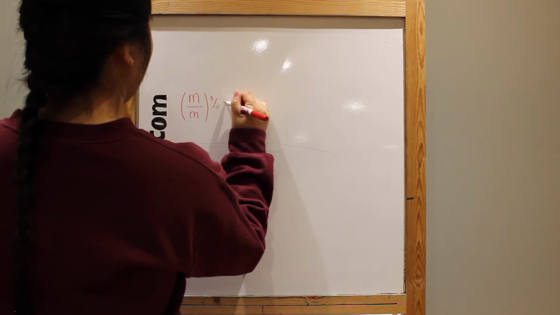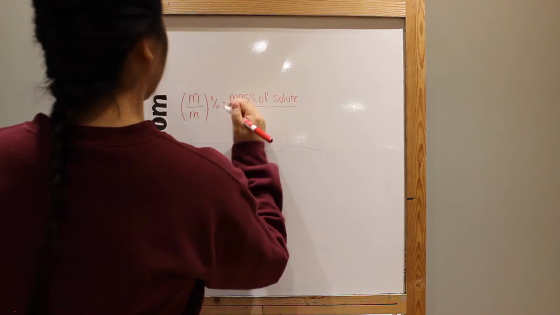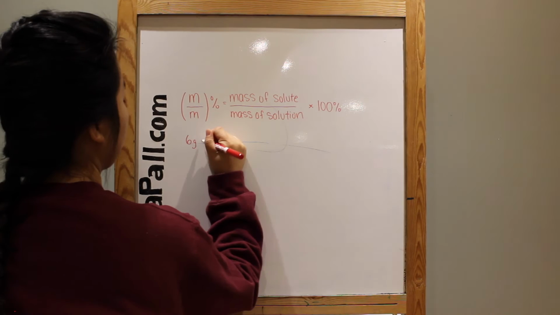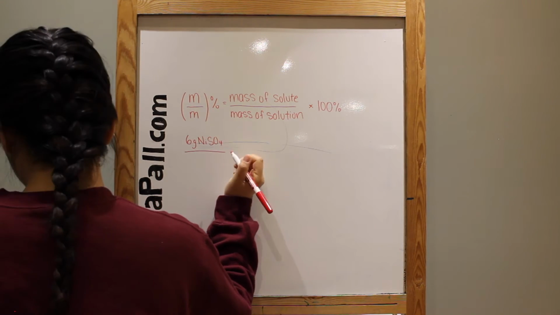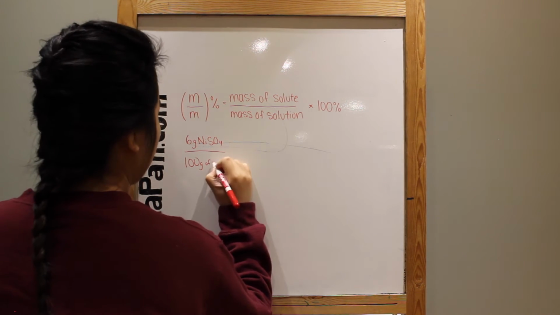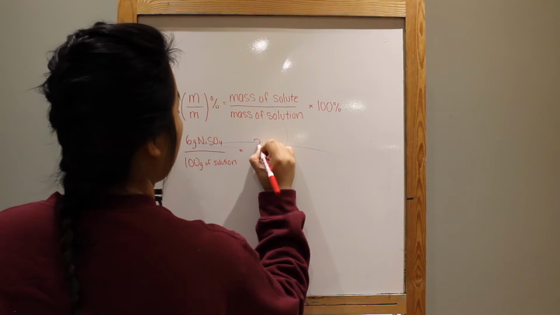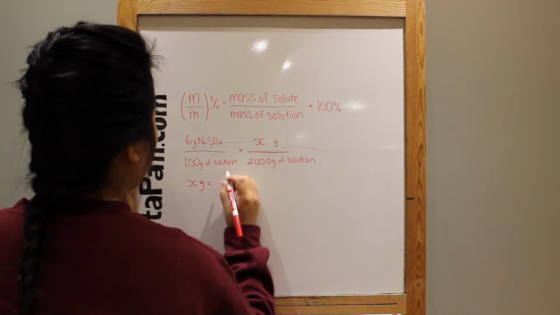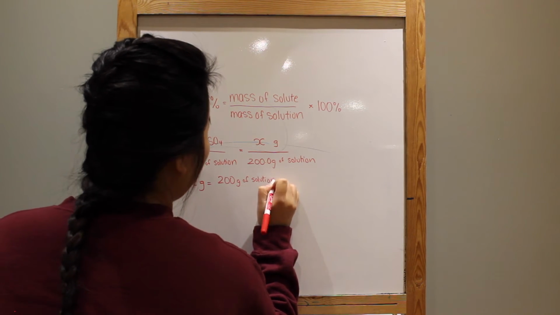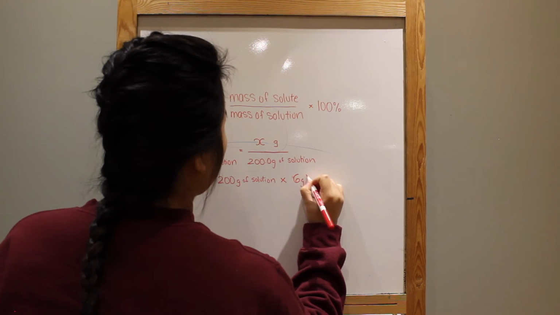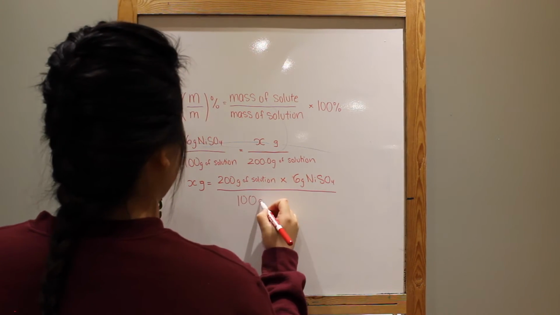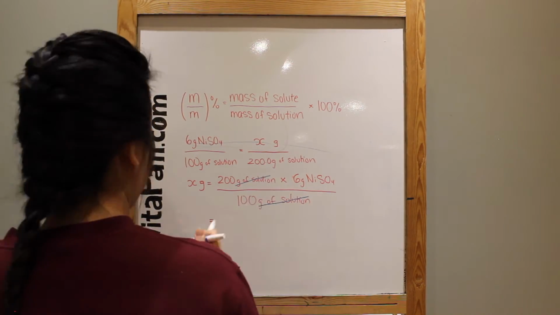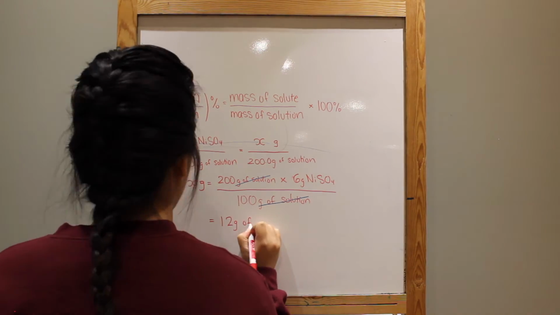So in order to calculate for mass percentage, we divide the mass of the solute by the mass of the solution and multiply by 100. Now here, the 6% aqueous solution means that 6 grams of nickel 2 sulfate are present in 100 grams of solution. Our variable x represents the mass in grams of nickel 2 sulfate that we need to find in this particular solution. Now we just isolate for x. And the grams of solution unit cancels out, leaving us with 12 grams of nickel 2 sulfate.